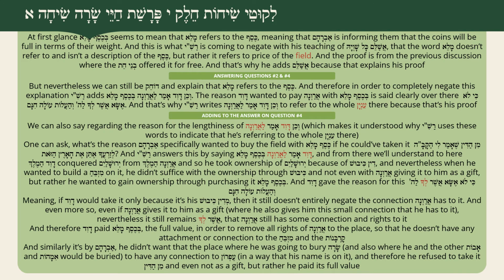You have to see what David said to Aravna. Let's look at the words. He emphasized that I want to pay for it. Why? So it shouldn't be lecha. It shouldn't be yours. It should be something which doesn't have any association or attachment to Aravna. So too over here, Avram didn't want it to be Ephron's. It should be something that has no attachment and association to Ephron.